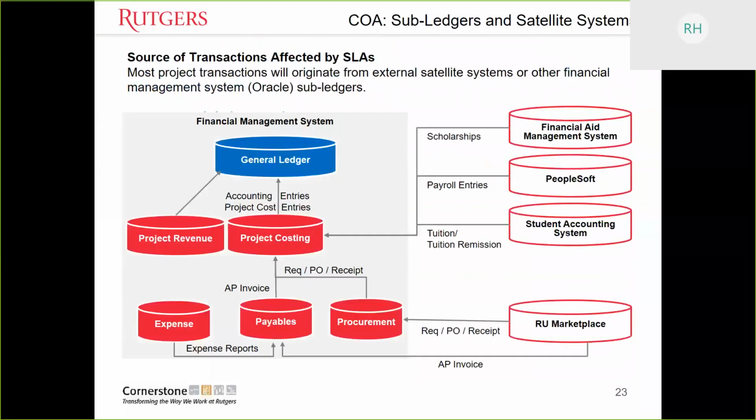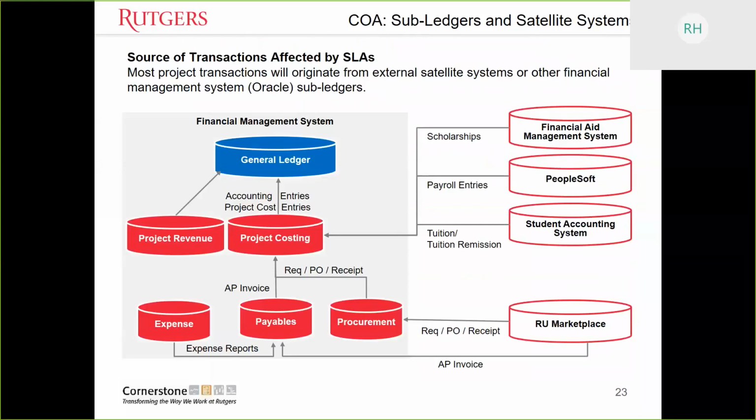This next slide will illustrate basically a graphic of our satellite systems and Oracle subsystems. Again, this is not all-inclusive, but this is a demonstration for your purposes. On the right-hand side, we have highlighted some of our satellite systems: the financial aid management system, PeopleSoft for payroll entries, student accounting for tuition remission, and RU Marketplace.